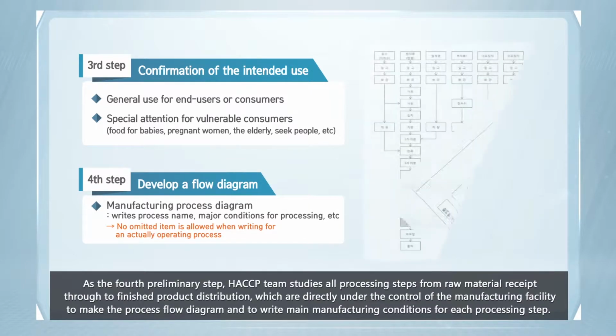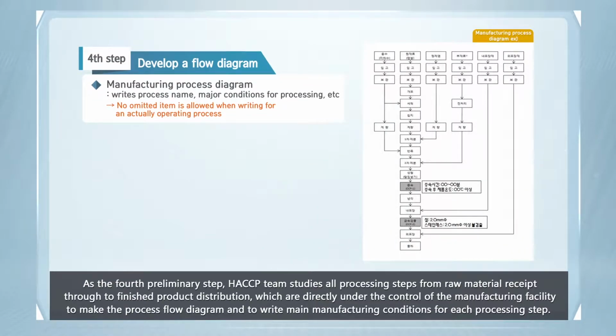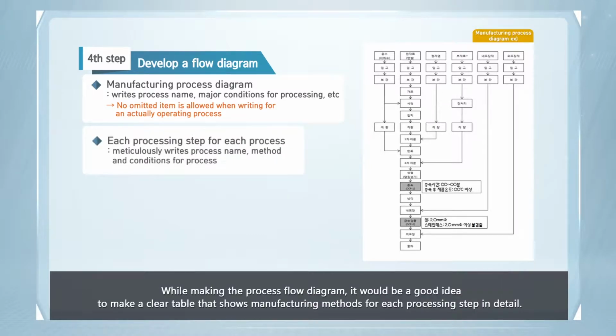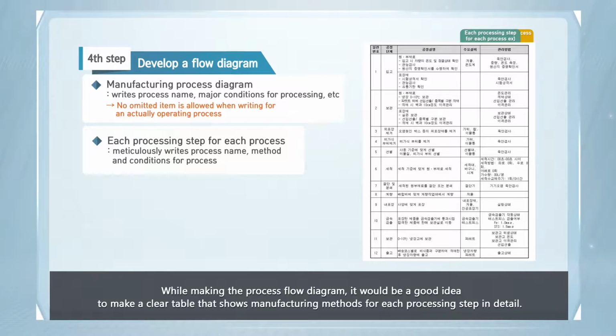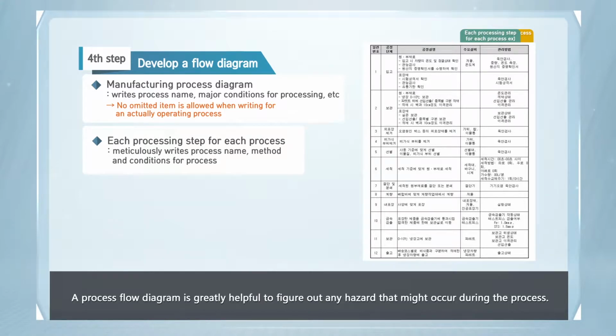As the fourth preliminary step, HACCP team studies all processing steps, from raw material receipt through to finished product distribution, which are directly under the control of the manufacturing facility to make the process flow diagram and to write main manufacturing conditions for each processing step. While making the process flow diagram, it will be a good idea to make a clear table that shows manufacturing methods for each processing step in detail. A process flow diagram is greatly helpful to figure out any hazard that might occur during the process.